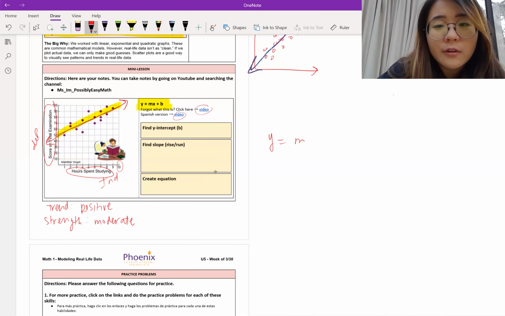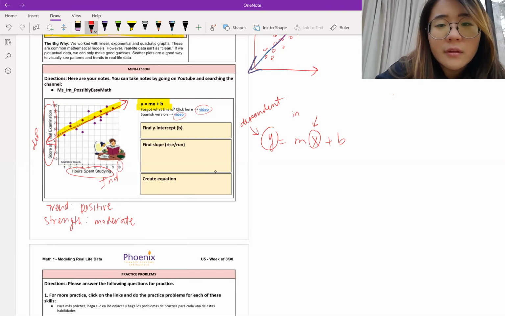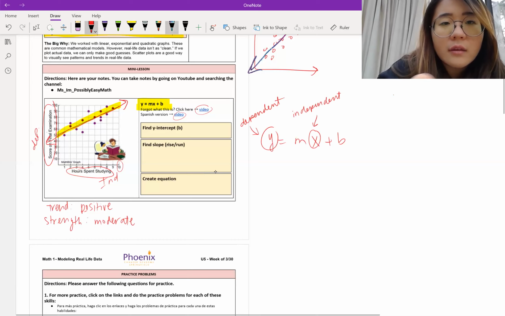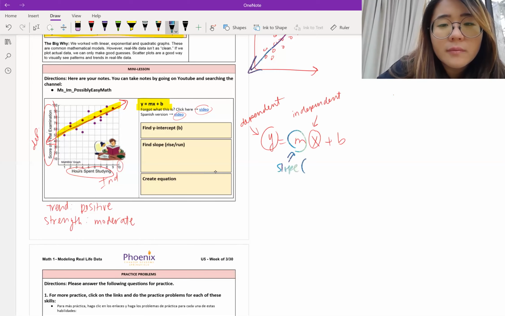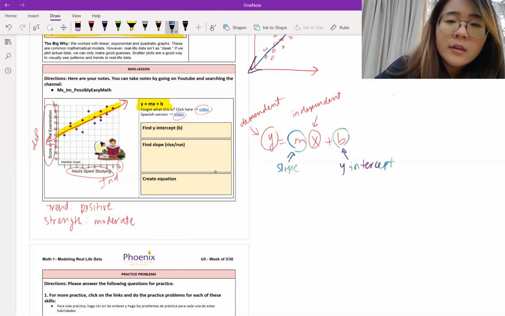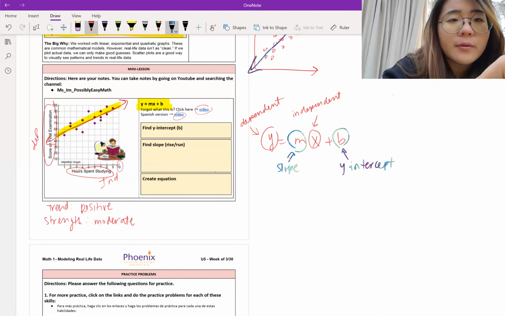So just a quick review, right? Y is our dependent variable, X is our independent variable, M is our slope, and B is our y-intercept. Okay, so let's see.